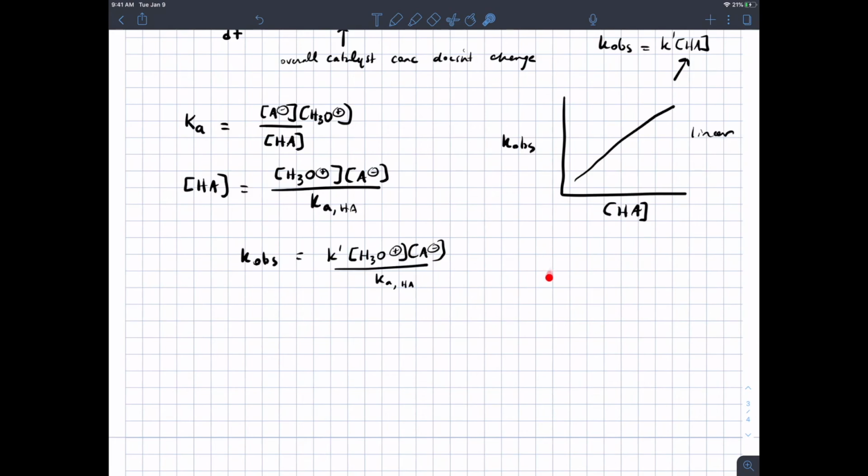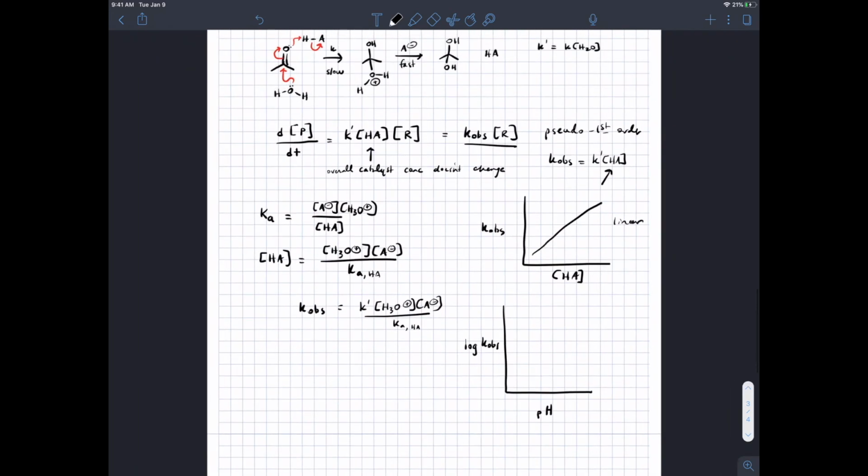Let's just think through how pH would change the rate of the reaction. And we're going to do log of k obs versus log, or rather pH is already a logarithm. And suppose your acid is acetic acid, and you put in a certain amount. If you adjust the pH lower, what should that do for your reaction?